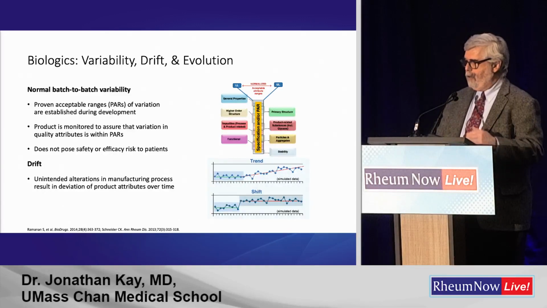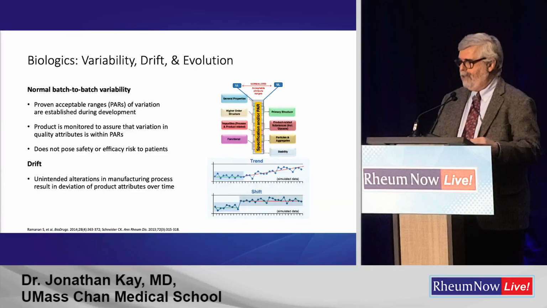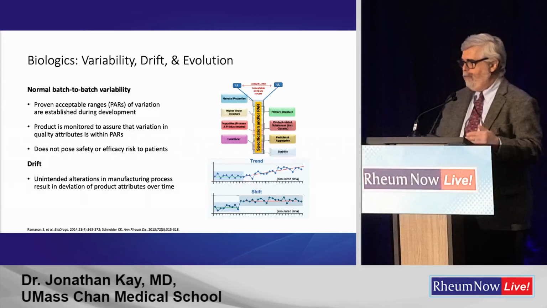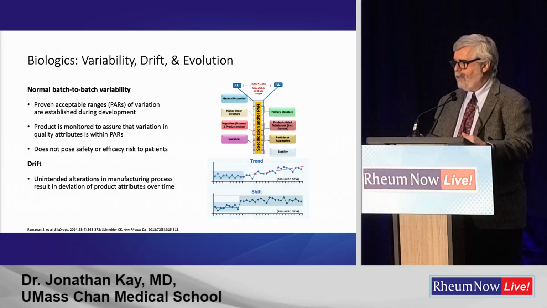There can be drift, and here are 2 examples of drift within the proven acceptable range of variation. The upper graph is a trend, a gradual shift upwards in that quality attribute, and the lower is a shift, a sudden change that remains stable. And these are due to unintended alterations in the manufacturing process, which may result in deviation of these product attributes.